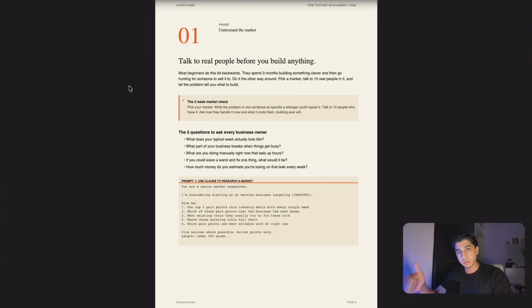Pick a market, okay? Talk to at least 10 people in that industry. It could be your friends, it could be your family, it could be a colleague, it could be someone you know on LinkedIn, Instagram. It doesn't matter. As long as you get a chance to talk to 10 people, that is the bare minimum, all right?